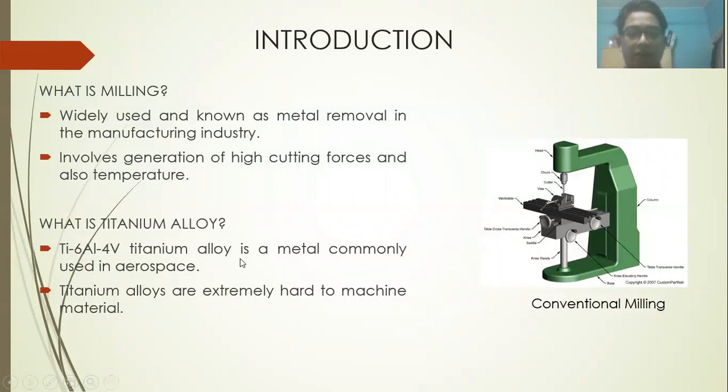Next, what is titanium alloy? Titanium alloy is a metal commonly used in aerospace due to its durability. This durability has made it an extremely hard to machine material. This is an example of a milling machine. This is identified as the conventional type.